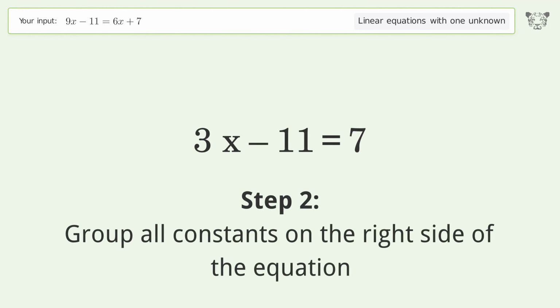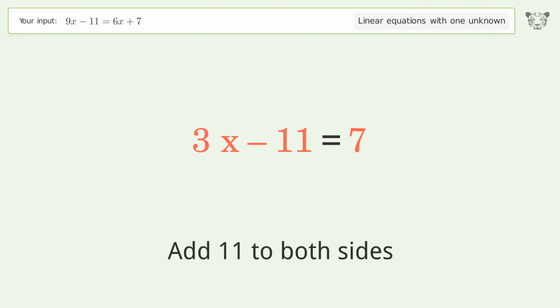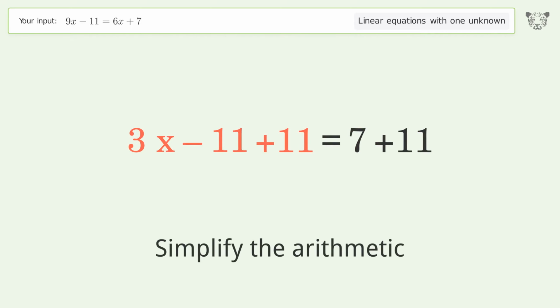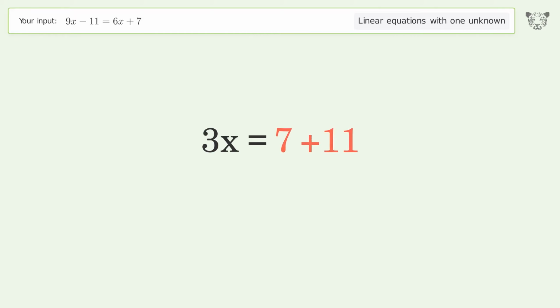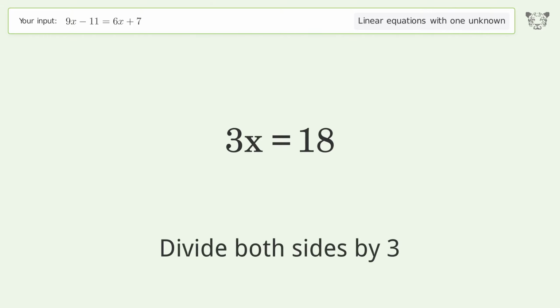Group all constants on the right side of the equation. Add 11 to both sides. Simplify the arithmetic. Isolate the x. Divide both sides by 3.